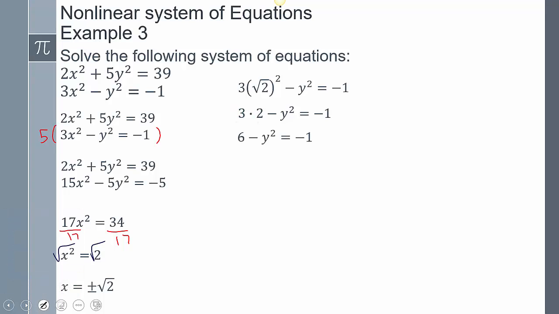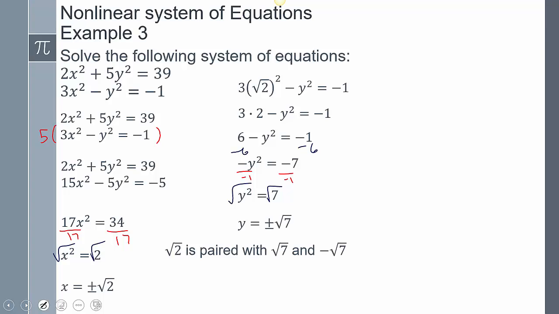Minus 6 on both sides. That's how I get the negative 7. Divide everything by the negative 1 and I get y squared equals 7. Square root both sides, and I'm going to get y equals plus or minus the square root of 7. And so this means that when I plugged in my positive root 2, it's going to pair with both a positive root 7 and a negative root 7.